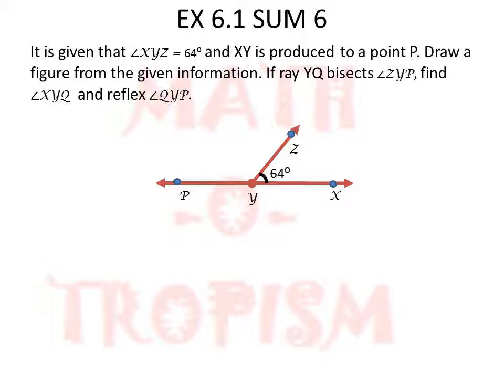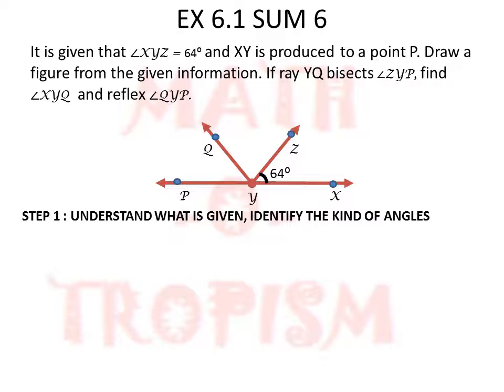Now since it is bisecting angle ZYP, it means we have to draw in between the angle ZYP in such a way that it cuts the angle into two equal halves. So we get ZYQ and YQP, both angles should be equal and it will be half the value of the angle ZYP. We have drawn. Next, we need to find whatever is given.